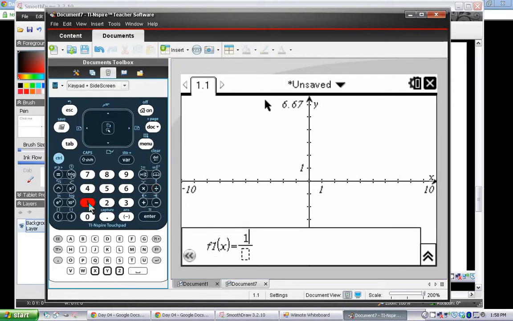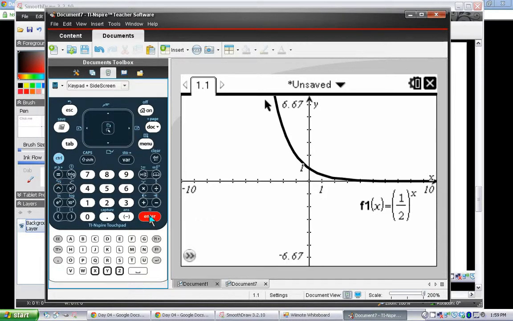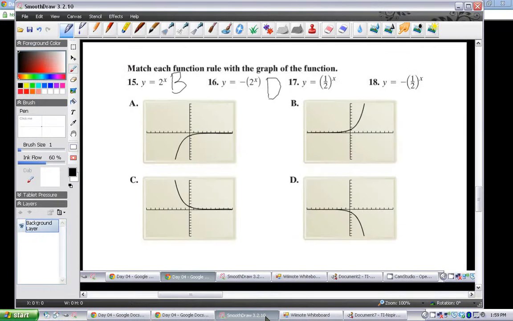So we have 1/2 raised to the x. Let's do 1/2, and then we raise to the x. And so it starts high and then comes in down towards the x-axis, which is C, which implies that this then would be A.